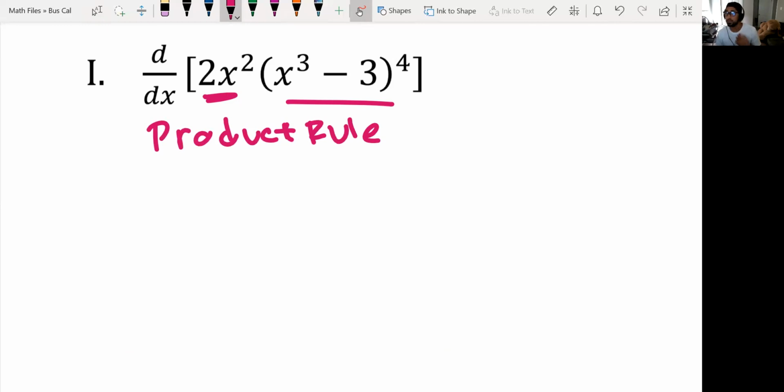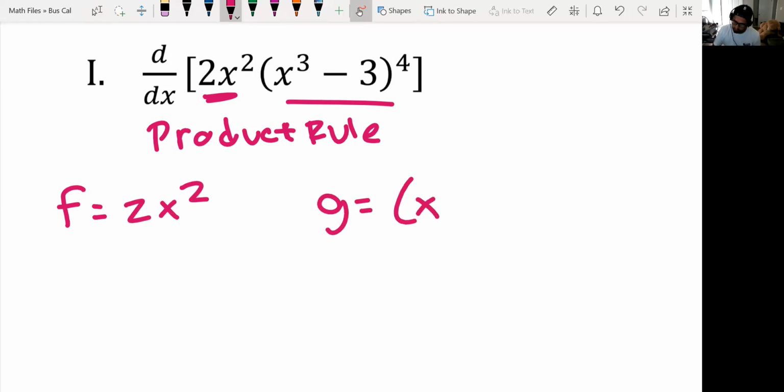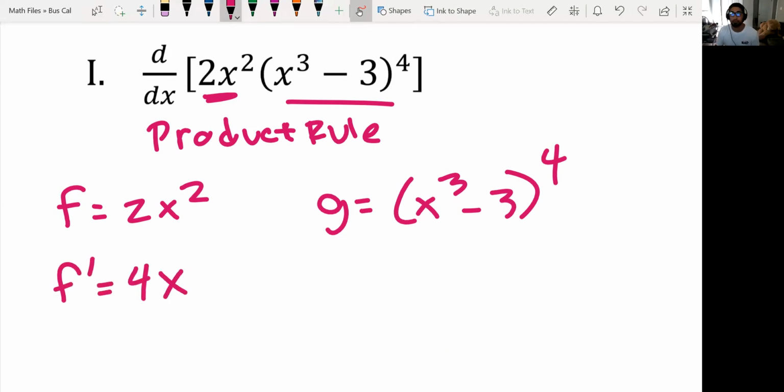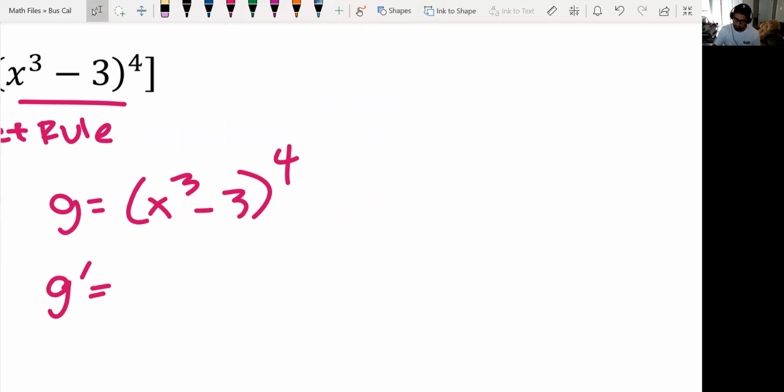Product rule. So this means that the first function, 2x squared, is going to be f. The second function, x cubed minus 3 to the fourth, is going to be g. Now let's follow our product rule. F prime is 4x. G prime, well, look at this. G prime is going to use chain rule.